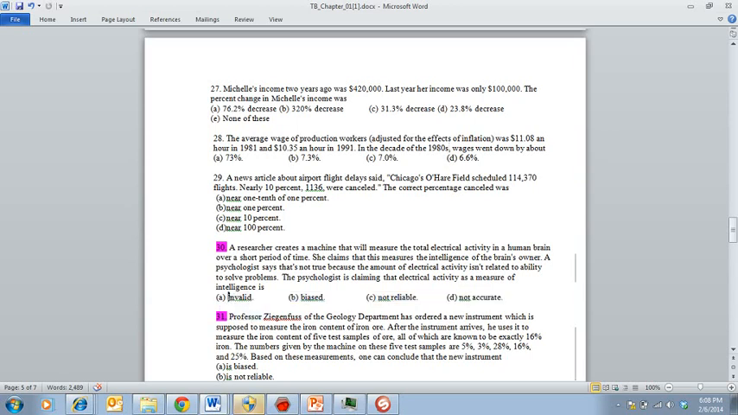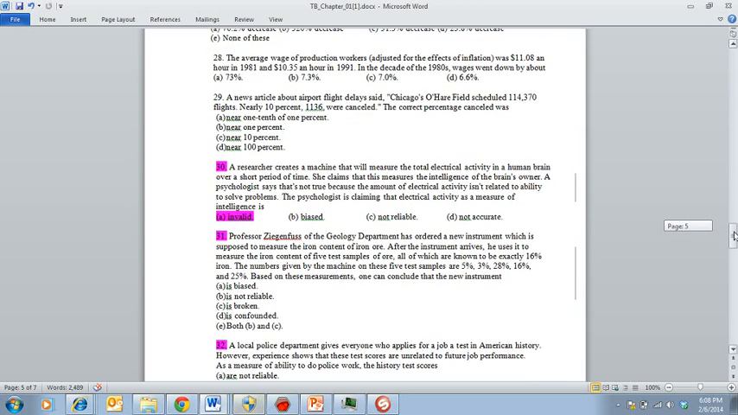Okay, so I get the feeling from these questions that the test bank really wants you to know when something is invalid.